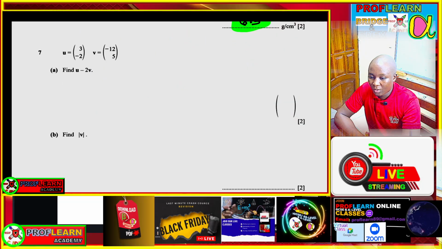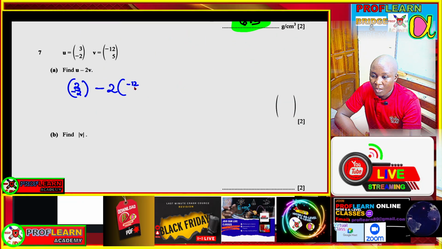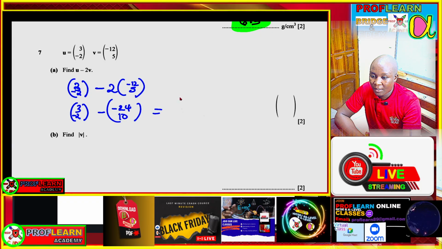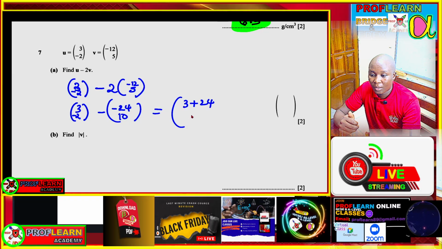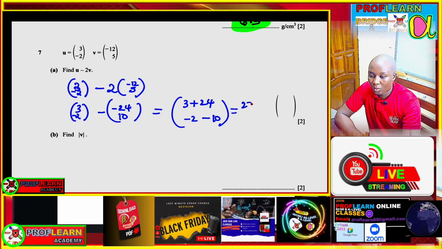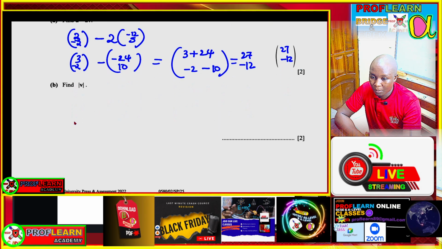Moving further, there was also a question to do with vectors. Remember, you are going to multiply -2 into the two numbers which are inside the bracket, and then you add the corresponding components. We're going to add 3 minus -24, that's going to be positive, and -2 minus 10, and that's going to give us 27, -12. And that's what we were supposed to write at that point.